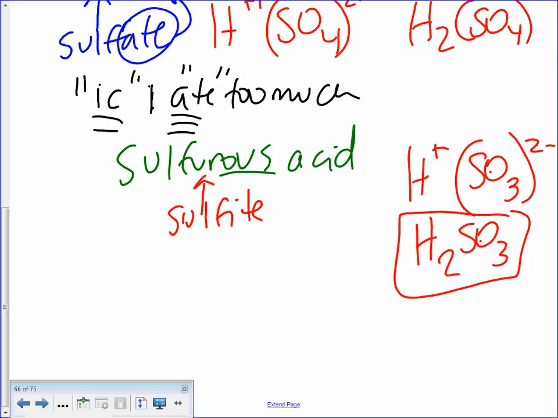Okay, so that right there, H2SO3, is sulfurous acid. That up there is sulfuric acid. Do you realize that we have to be very deliberate about what we're saying now, because it's not like bromine. No, it's like bromide. So we just gotta pay attention.